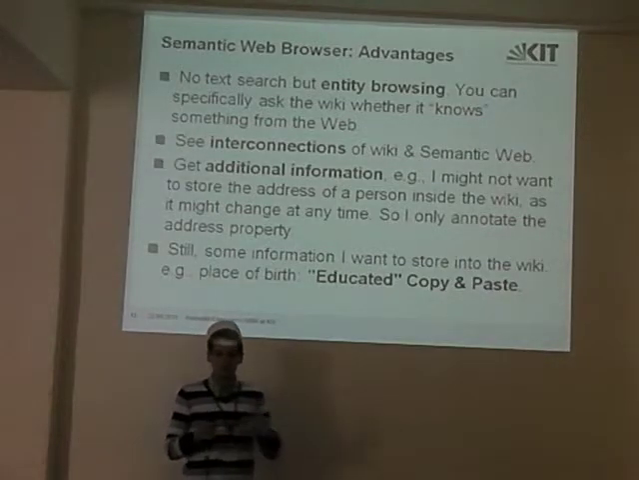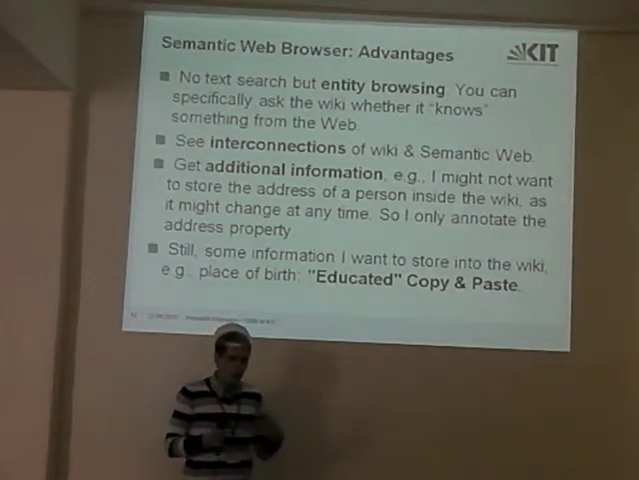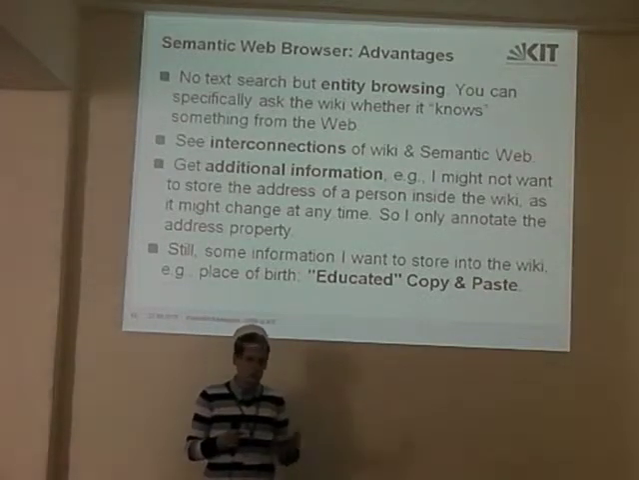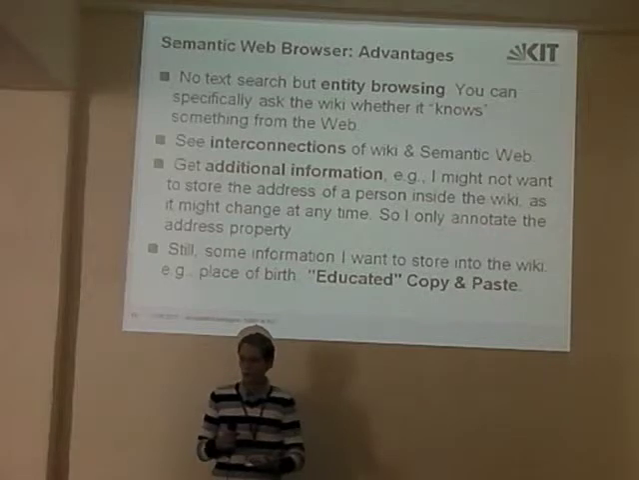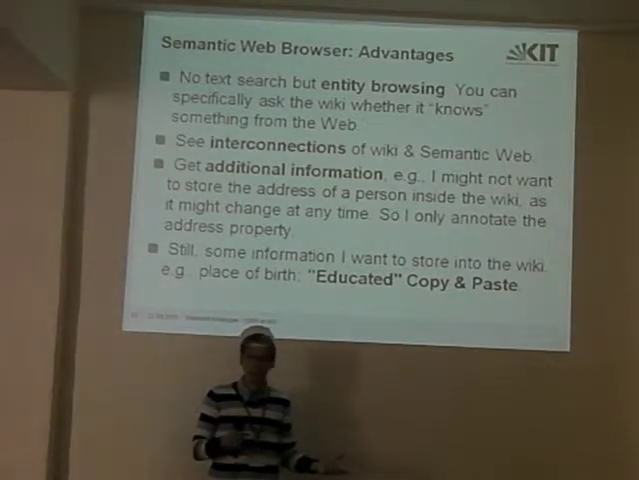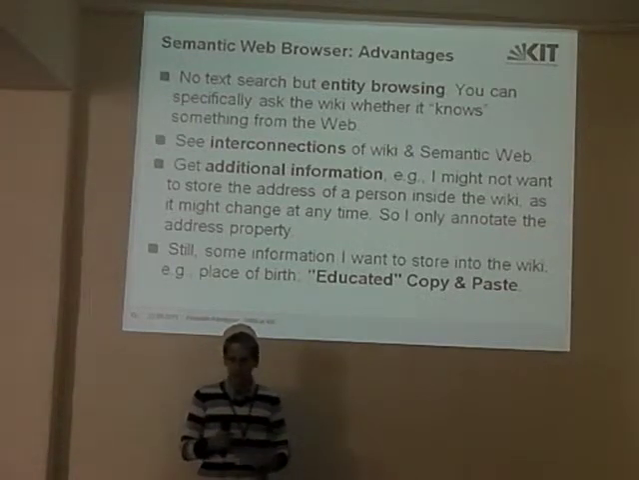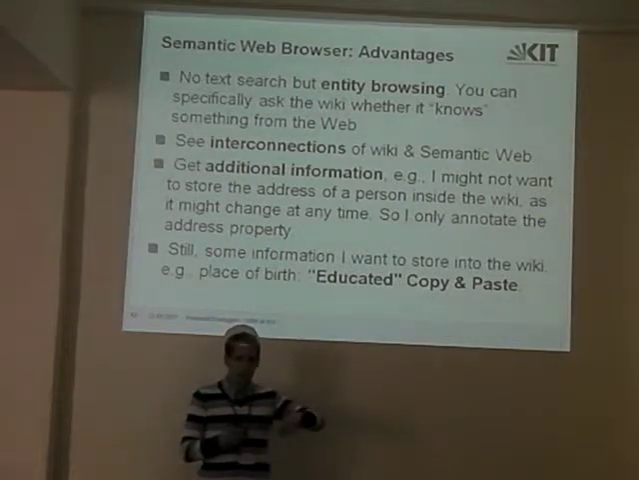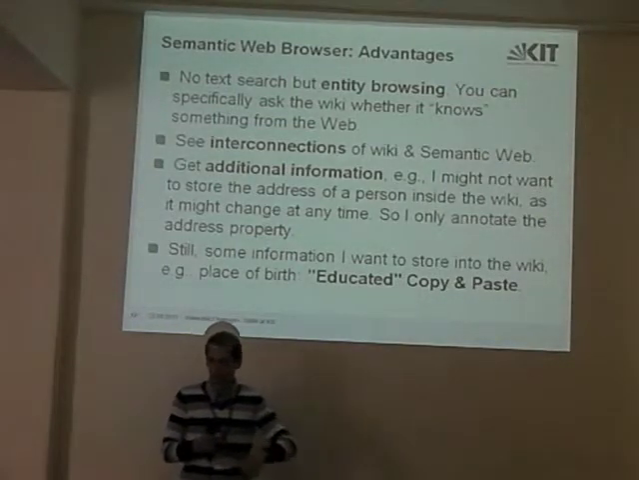Okay, and then also we can get additional information, because not always you want to store all kinds of information inside the wiki. So for example, the actual address of a person, you might not want to store it in the wiki. You just want to have the equivalent URI, and then every time you visit that page, you get the actual address of that person. And also, of course, some information you want to store in the wiki, and then you could do this kind of educated copy and paste. So you take over certain triples inside the wiki, and from that moment on, they are possible to query.